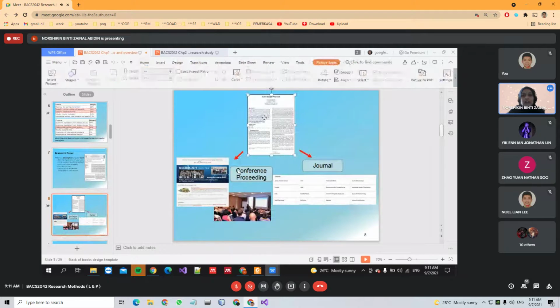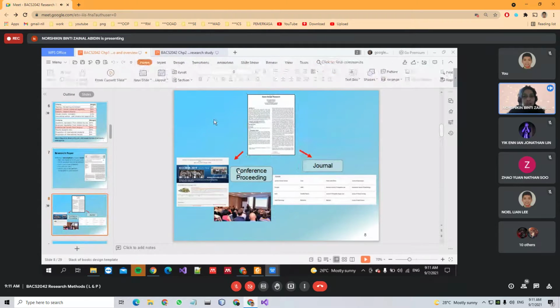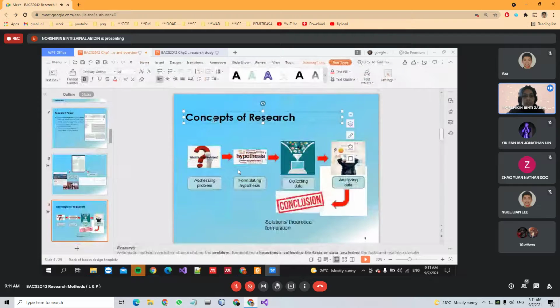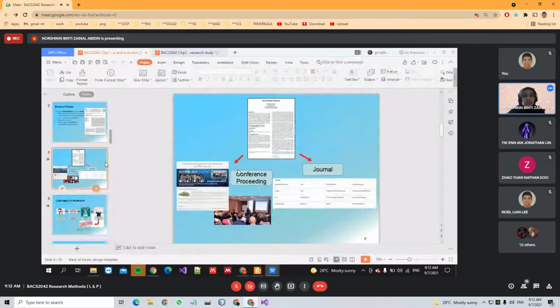Yeah. So after we conduct our research, we will write this research paper. Like I said, a research paper is like a report of your research, but it is not exactly a report. It contains your research, your input, your output, your method, everything in this research paper.